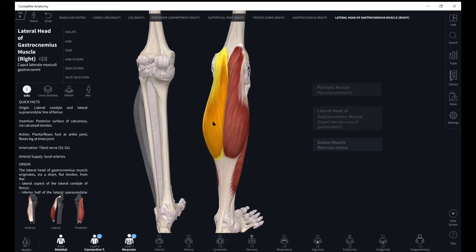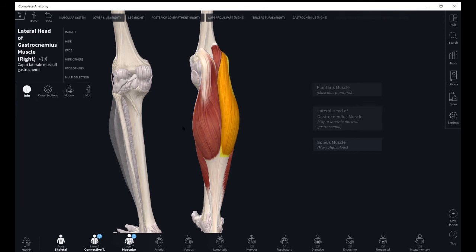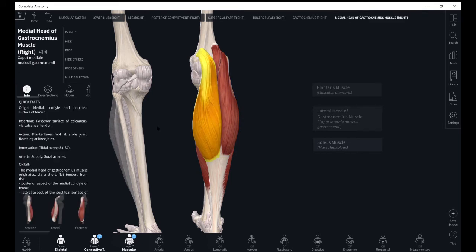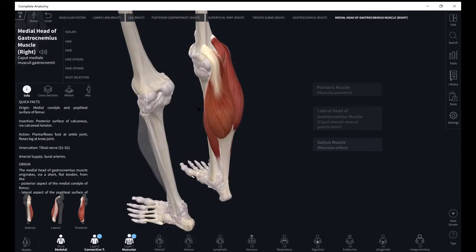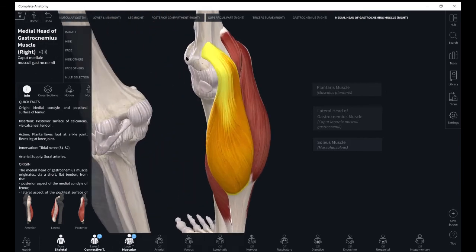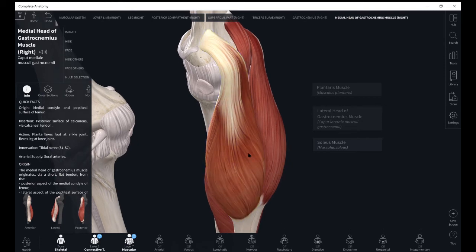On the medial head, again here, its origin is the medial condyle and the popliteal surface of the femur. So you'll see it is not far from the adductor tubercle where Adductor Magnus inserts. Its insertion, again, posterior surface of the calcaneus via the calcaneal tendon, and also plantar flexion of the foot and flexion of the leg at the knee joint. Innervation, again, tibial nerve S1, S2.